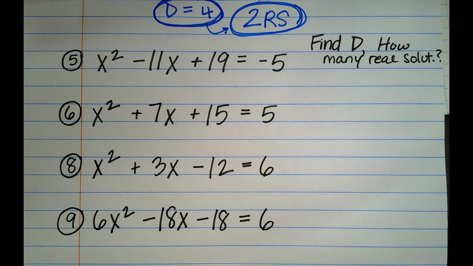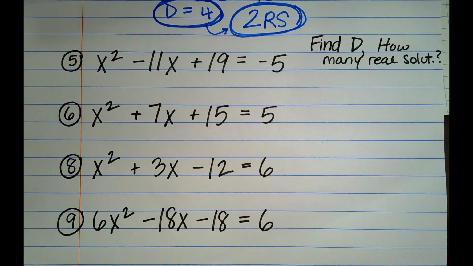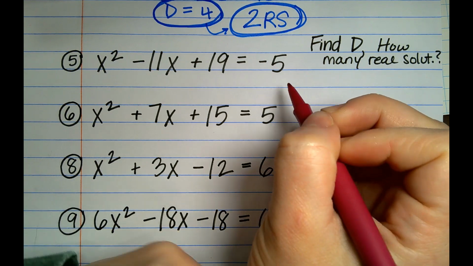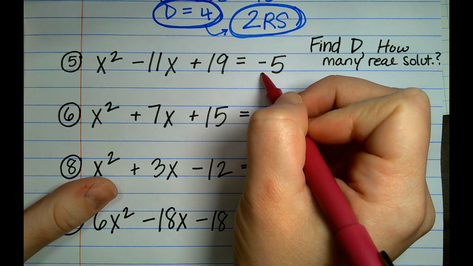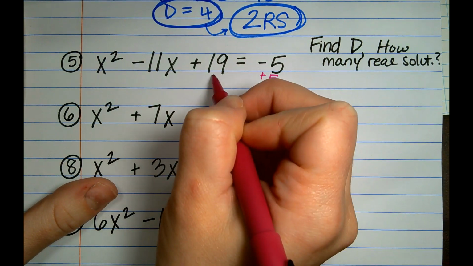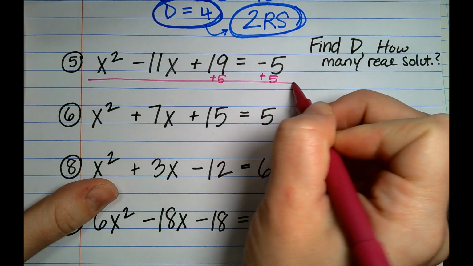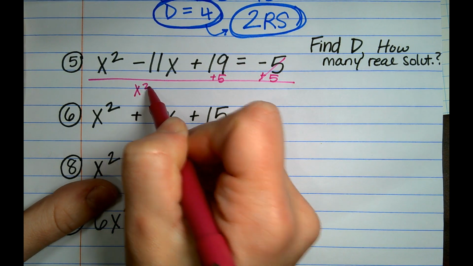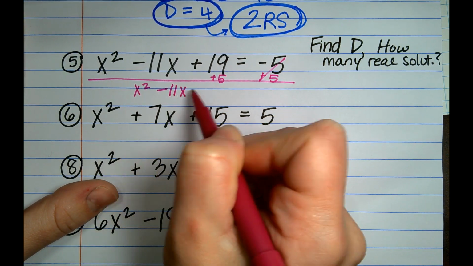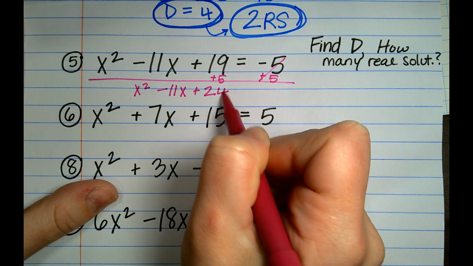All right, so number 5. Who can walk me through number 5? How did we do this? I'll try it. All right, how do we do it? Okay, so first we need to get rid of the 5. Yes. So we're going to add 5 to that and then 19. Perfect. And that's going to leave us with x squared minus 11x plus 24 equals 0. Perfect. So now we're in standard form.